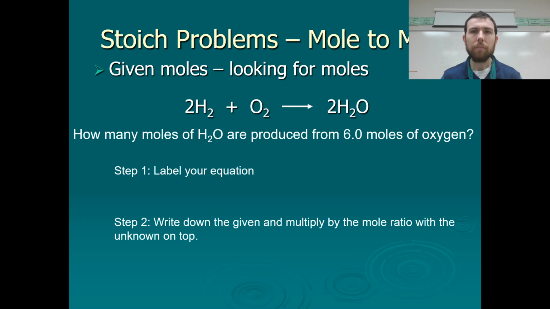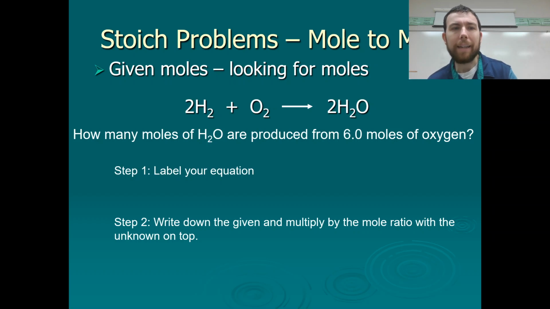So here is a problem that you're given. It's asking us to go from moles to moles. It says how many moles of water are produced from 6.0 moles of oxygen. All right, so first thing it asks us to do is to label our equation, make sure that we've got our elements balanced, and this equation is balanced. And then step 2 is write down the given and multiply by the mole ratio with the unknown on top. And so what I'd like to do now is just walk you through what that setup would look like with this, I think, pretty simple problem, right?